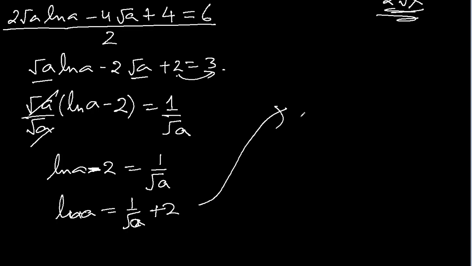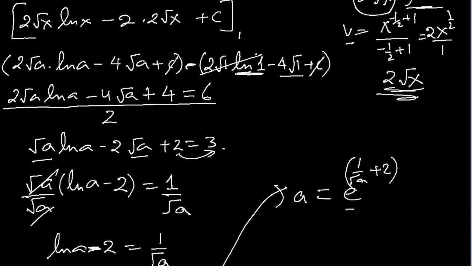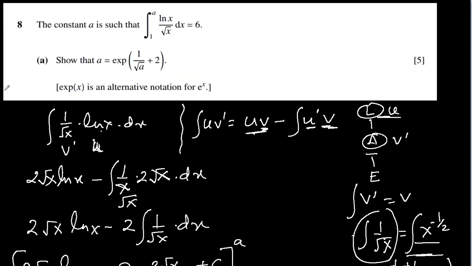And finally, we can isolate a. Whenever we remove ln from one side, the other side becomes e to the power 1 over square root a plus 2. This is the exponent of e, and that's what they said: exp of 1 over square root a plus 2. Can you see here? We have shown what they wanted.